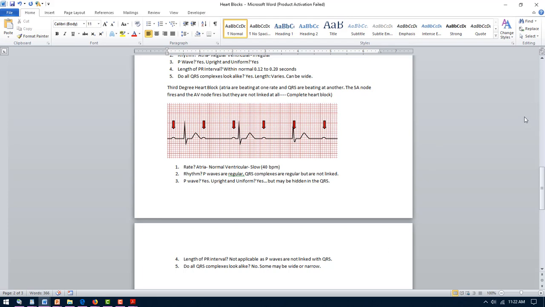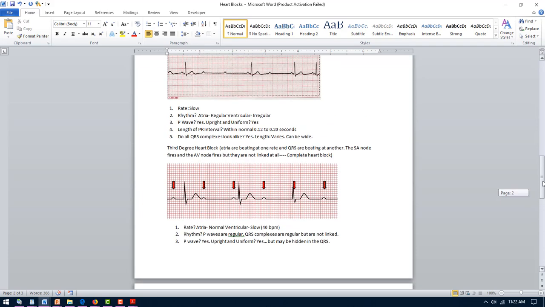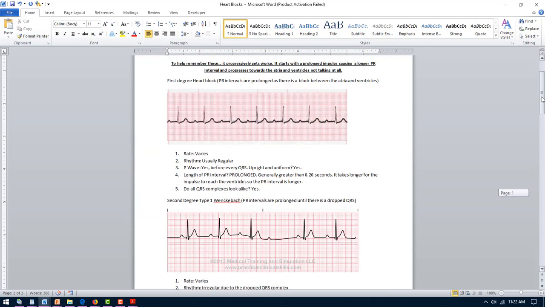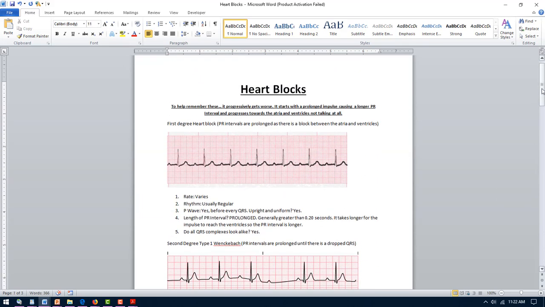So I hope that helps with learning the blocks. Know your blocks, review your blocks, know what's going on. And then I'm going to post this, and once that loads, I'm going to post the other review sheet.